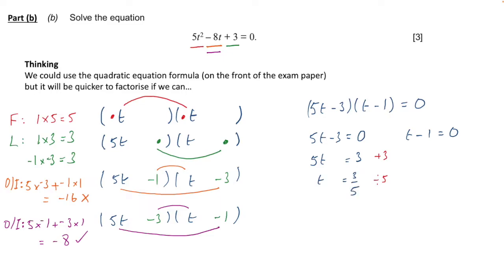But the second one is nice and easy. You can probably see straight away that t must be 1, but if we write it down, we would add 1 to both sides, and that gives us t equals 1.